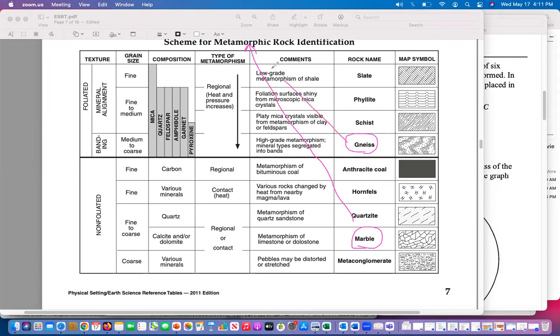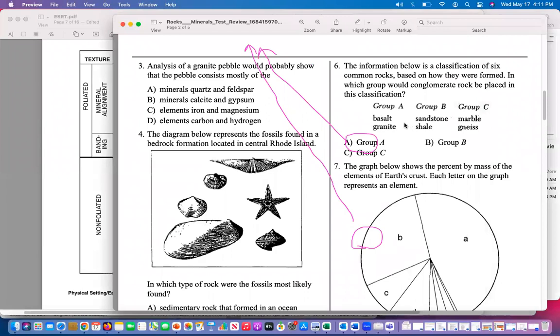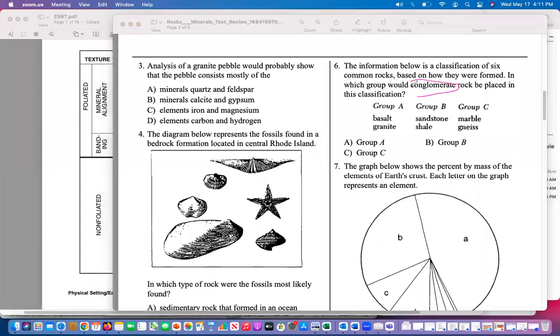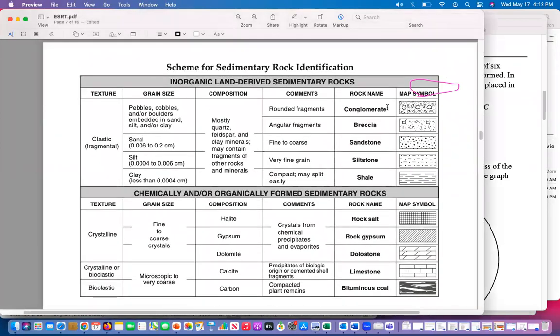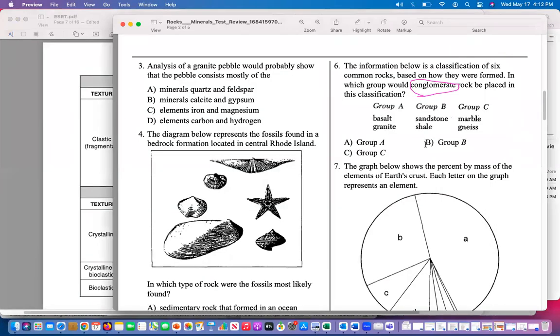So I can tell how they're broken up. Group A is igneous, Group B is sedimentary, and Group C is metamorphic. So conglomerate, as we just said, what type of rock is it, everybody? Conglomerate is a sedimentary rock. Right here, conglomerate, sedimentary rock. So therefore, it definitely belongs in Group B.